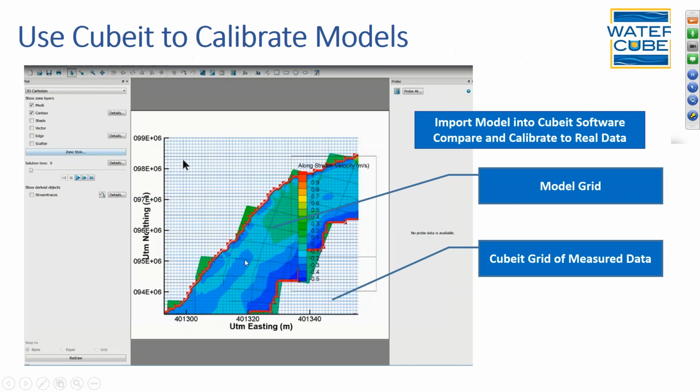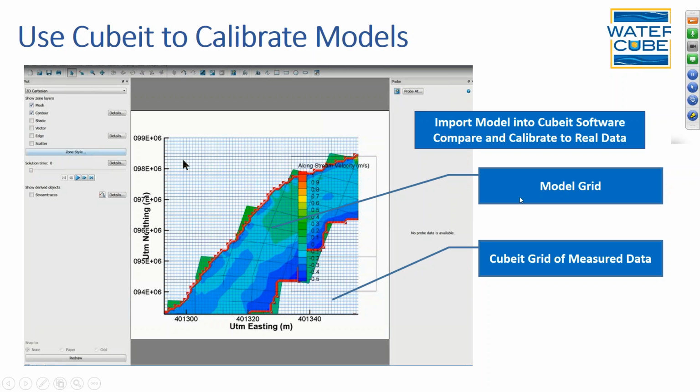So this is some work. The St. Johns River Water Management District has developed a model for the Silver River. The small grid I'm showing here is the Cubeit grid, the grid used in Cubeit. All the ADCP data are then interpolated onto this grid and output.